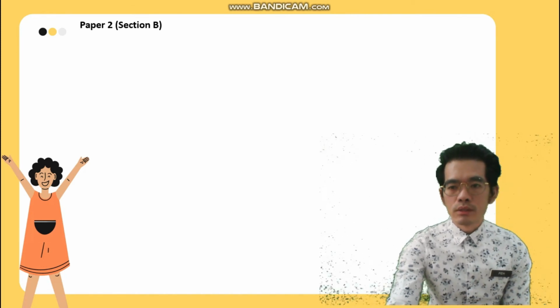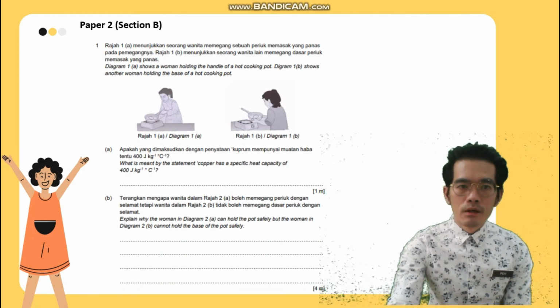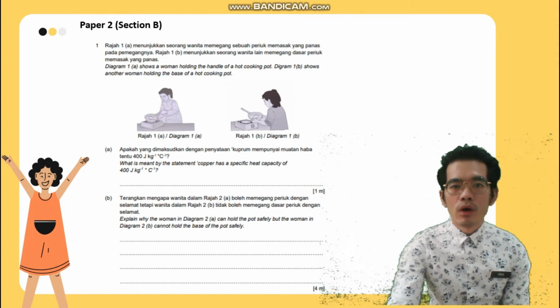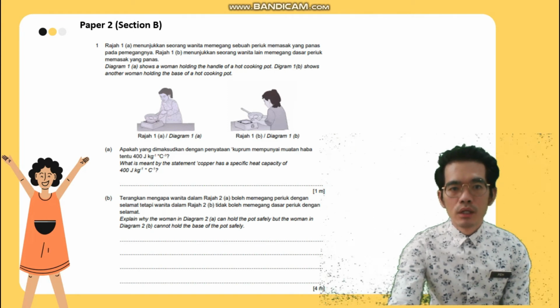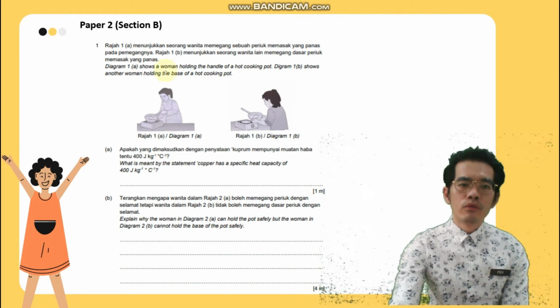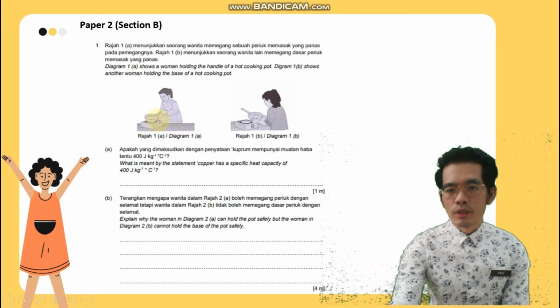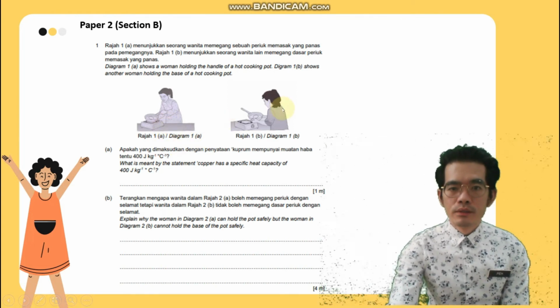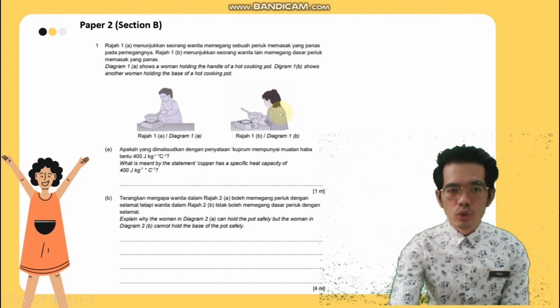Okay, so let us go to section B, paper 2. Okay, so this will be the last question in our discussion today. Diagram 1A shows a woman holding the handle of a hot cooking pot. 1B shows another woman holding the base of the hot cooking pot. So both women are holding the cooking pot, but in diagram 1A, the woman holds the handle, while the woman in figure 1B is holding the base.